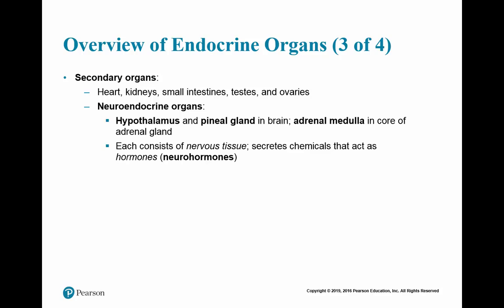The secondary organs are the heart, the kidney, the small intestines, the testes, and the ovaries. These have another function besides just an endocrine function. And then you've got neuroendocrine organs. The neuroendocrine organs have some nervous tissue in them. They're mainly nervous tissue, and they secrete chemicals that act like hormones. We call them neurohormones. And this would be the hypothalamus and the pineal gland in the brain, and also the middle of the adrenal gland that sits on top of the kidneys, called the adrenal medulla.